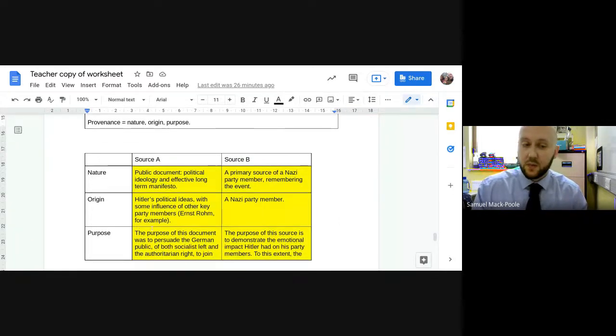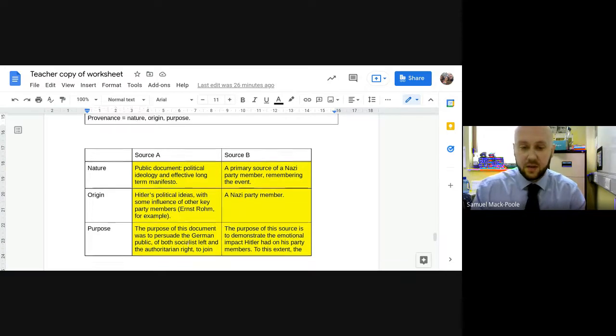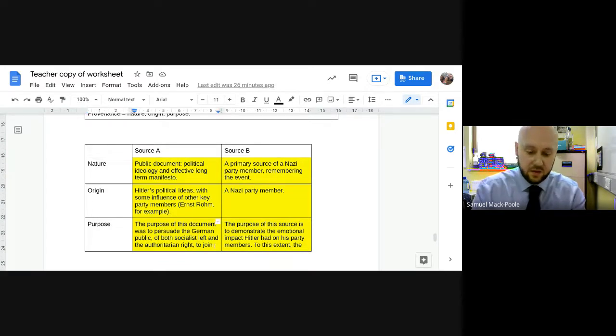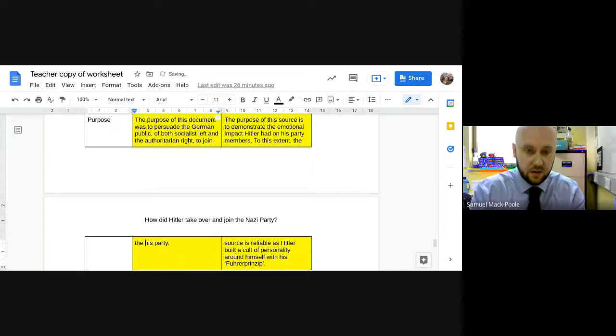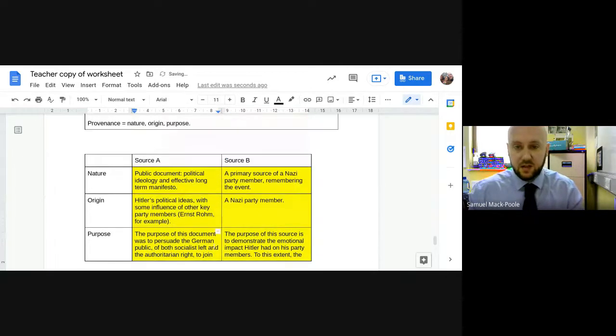So what was the purpose of source A? Well, the purpose of this document was to persuade the German public of both socialist left and the authoritarian right to join the Nazi Party. Lovely. Okay, and let's think about source B.